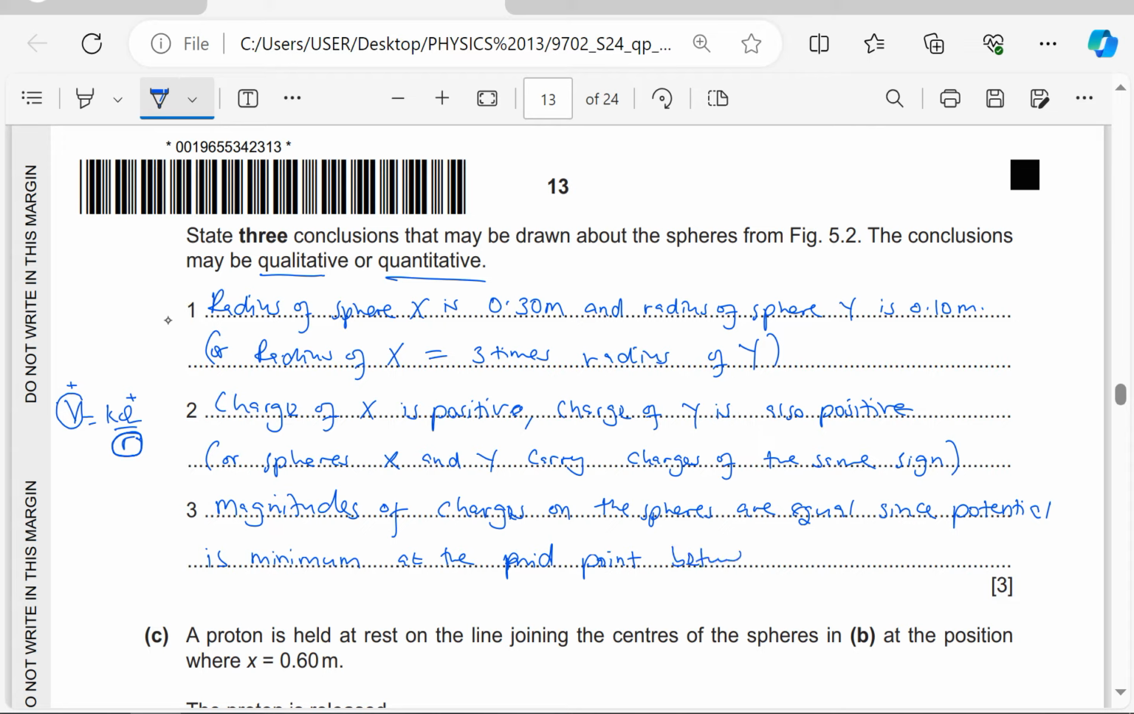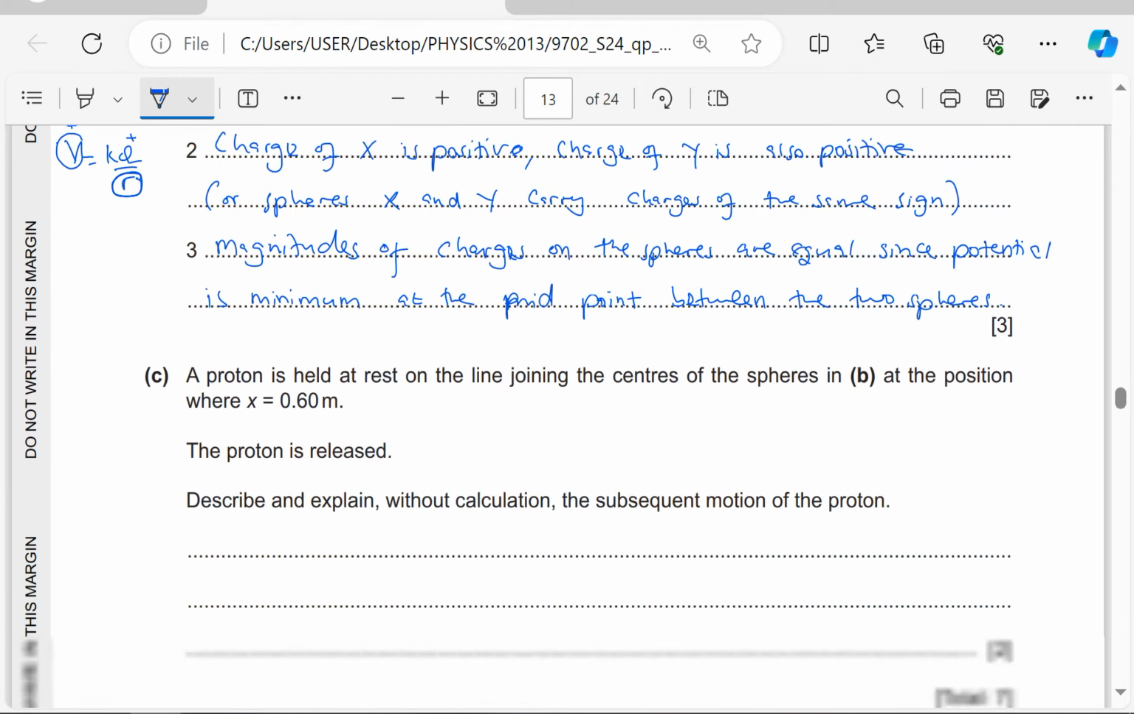Between the two spheres. So potential is supposed to be minimum closer to a sphere which has a smaller charge. But since the potential is minimum at the midpoint, it's only because they carry the same magnitude of charge. So those would give you the 3 marks, I think.